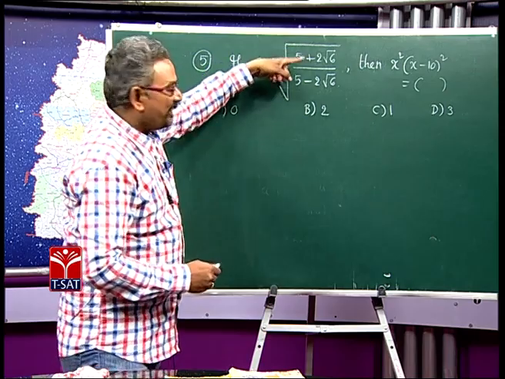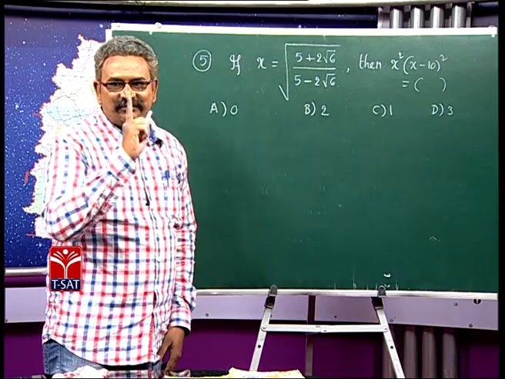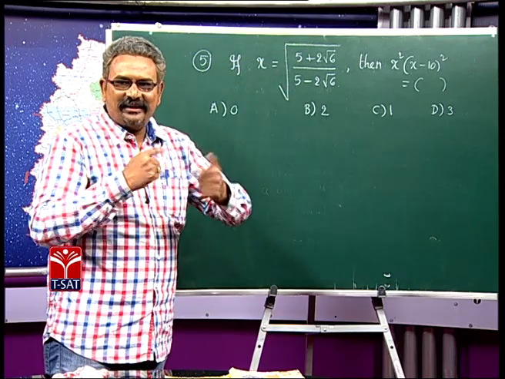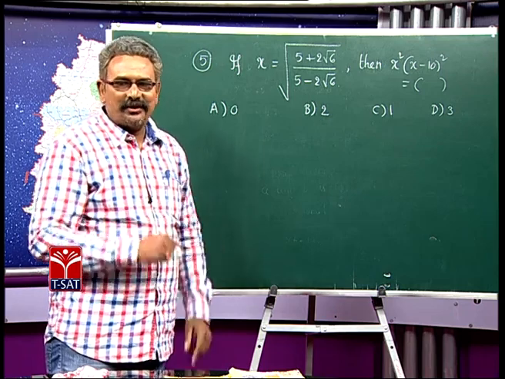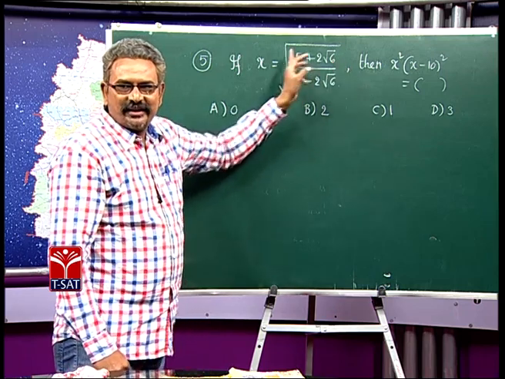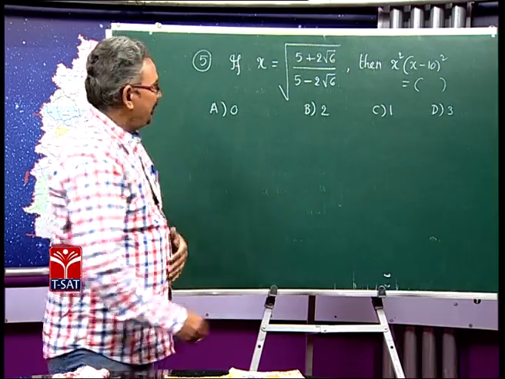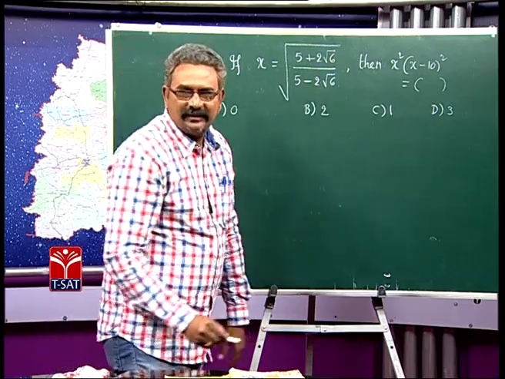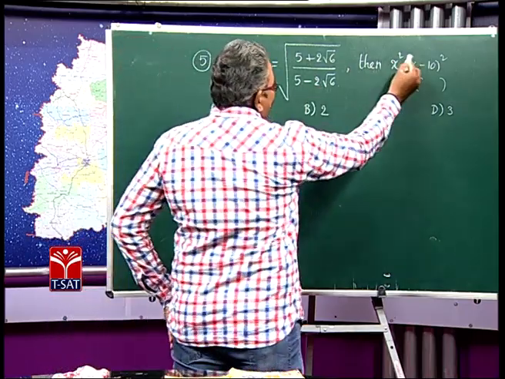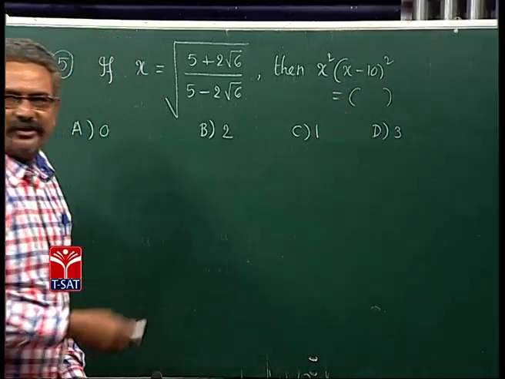See, if you multiply numerator and denominator, you must get 1. Like that we can actually prepare the questions also. Instead of 5 plus 2 root 6, you can write 7 plus 4 root 3. Here, 7 minus 4 root 3. This becomes x square into (x minus 14) whole square is equal to how much?